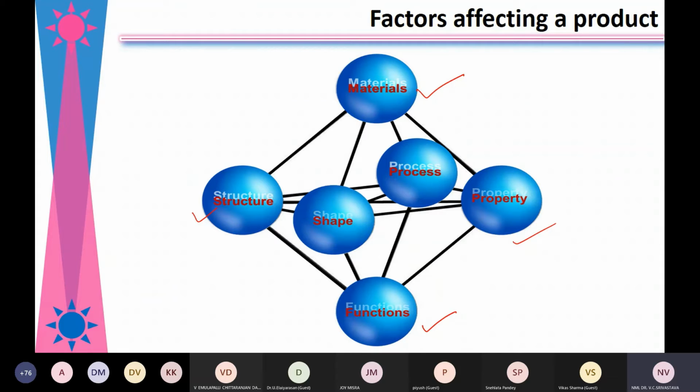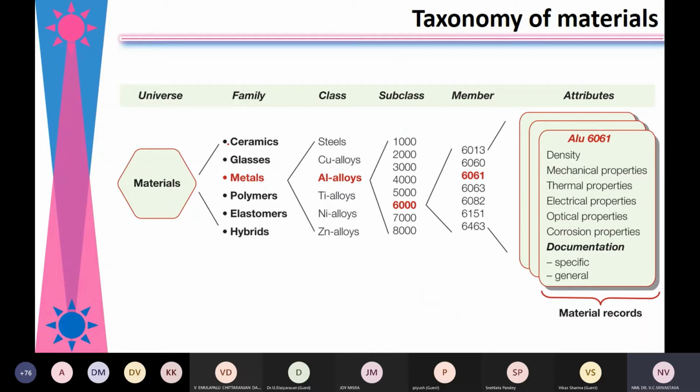So if you want to achieve the functions you think of for your product, it has to pass through all these four, and these have to be optimized to get the desired function of the product. Okay, and we know that we have data. For example, families of materials can be ceramics, glasses, metals, polymers, elastomers, or hybrid materials. If you take metals, there are different alloys, and if you take aluminum alloys, there are different alloy designations, subclasses of this. What I want to bring to you here is that we have databases available for different materials. For example, for material 6061, we know the density, thermal property, electrical property, everything; all things are documented.